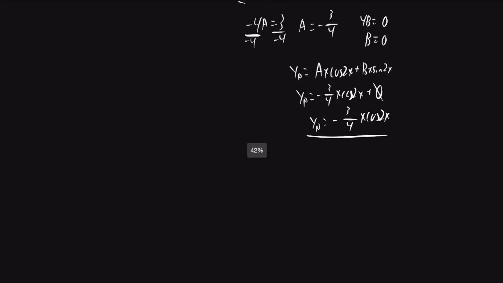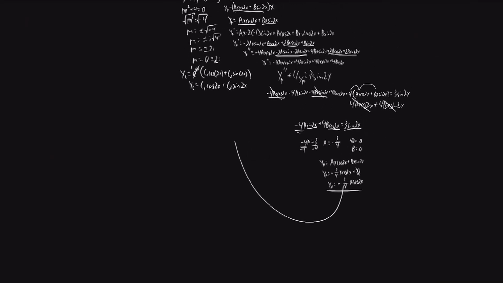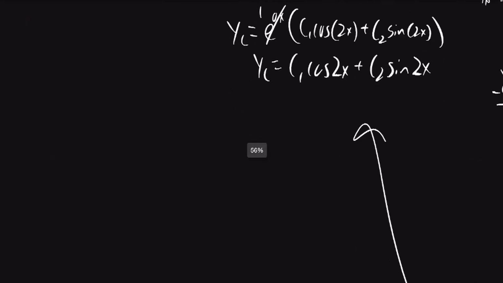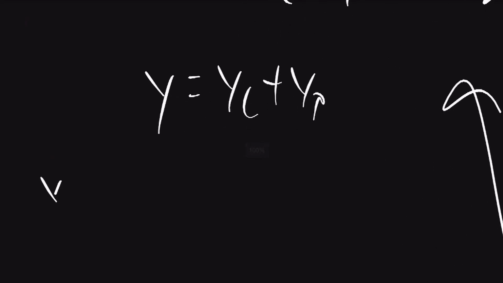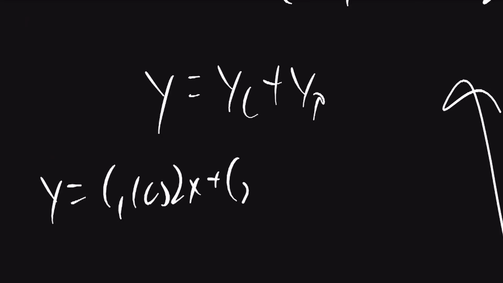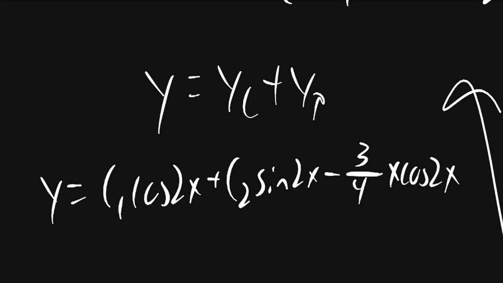We can now use this yp to form our general solution. The general solution is given as y is equal to yc plus yp. So y is going to be equal to c1 times cosine of 2x plus c2 times sine of 2x minus 3/4 times x times cosine of 2x. And that is our final answer.